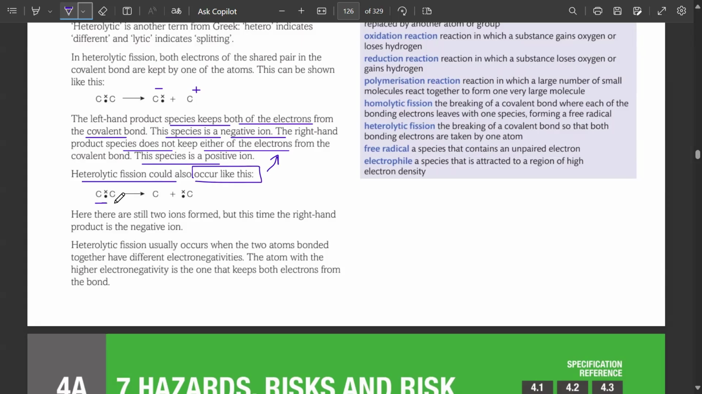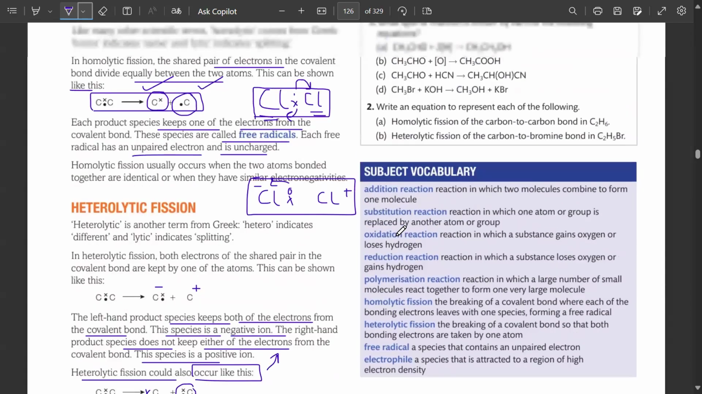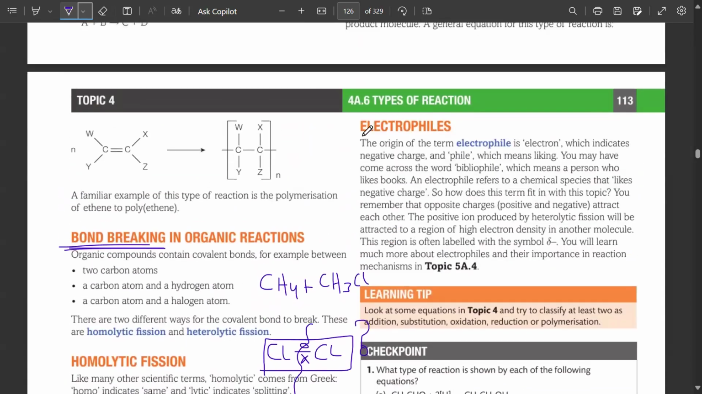You can see, it takes one of them. One of them has taken both of the electrons, the other is left with nothing. Good. So same as the other. Exactly.